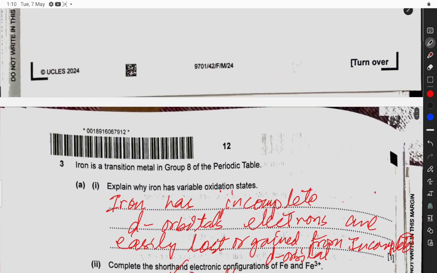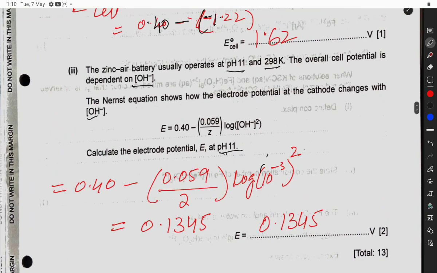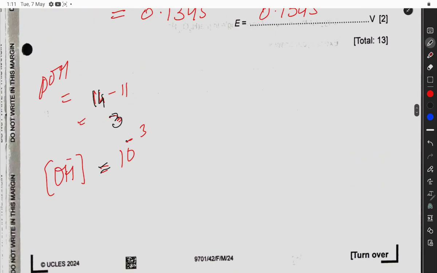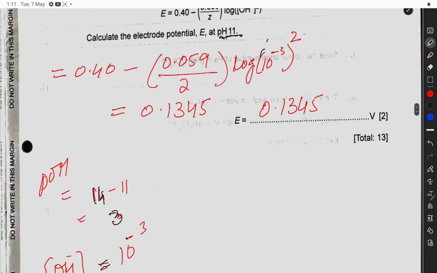Iron is a transition element, pH 11. So total pH we know is equal to 14. So pOH is equal to 14 minus 11, which is equal to 3. So the OH value is 10 raised to the power minus 3, which is used over here.